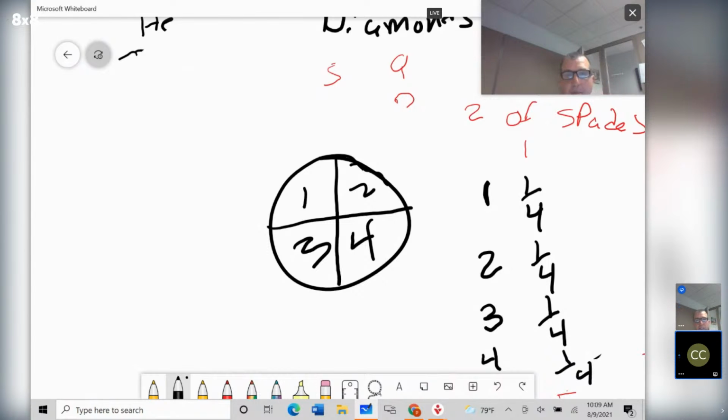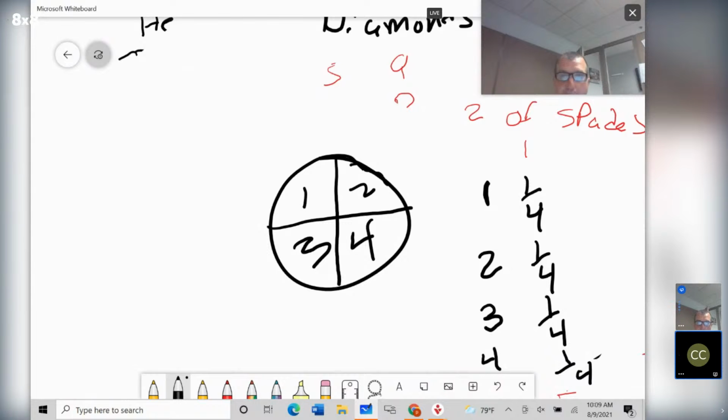Now that's in theory because you realize you have a spinner. There's 4 numbers it can land on. So each number has a 25% chance or 1 out of 4. Okay, so in theory, each number would be 25%.